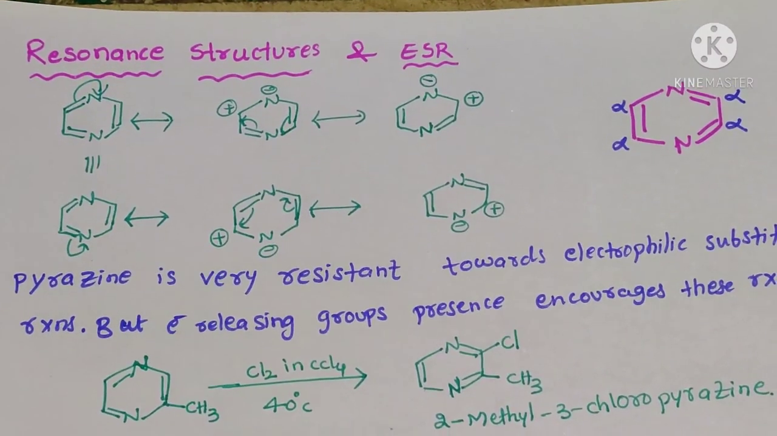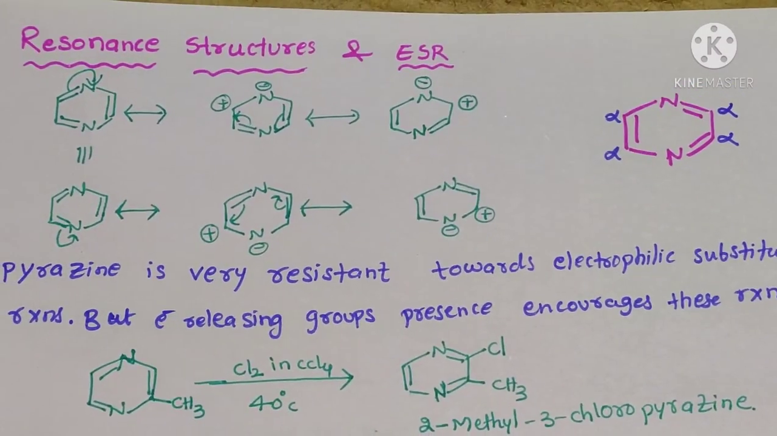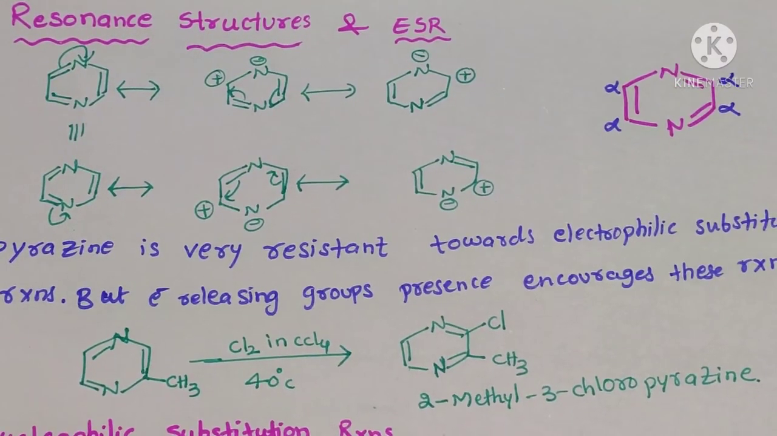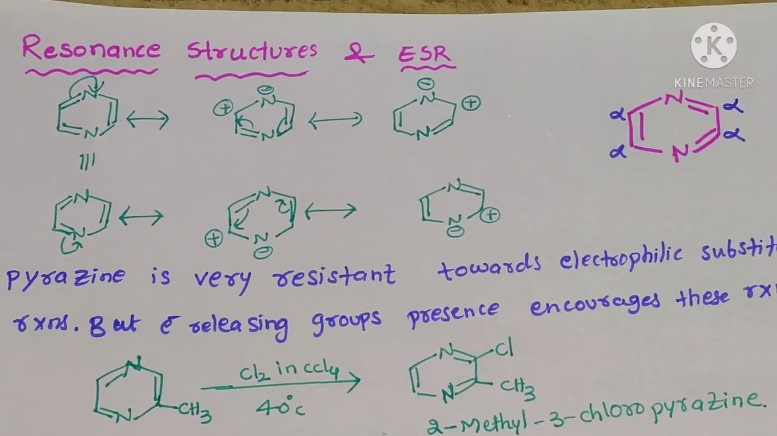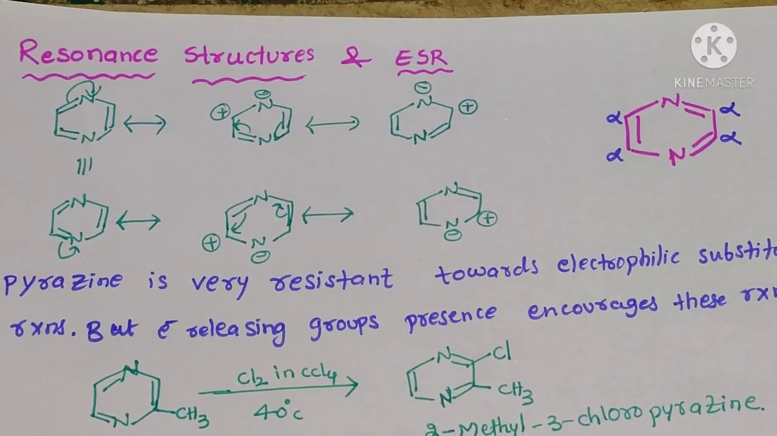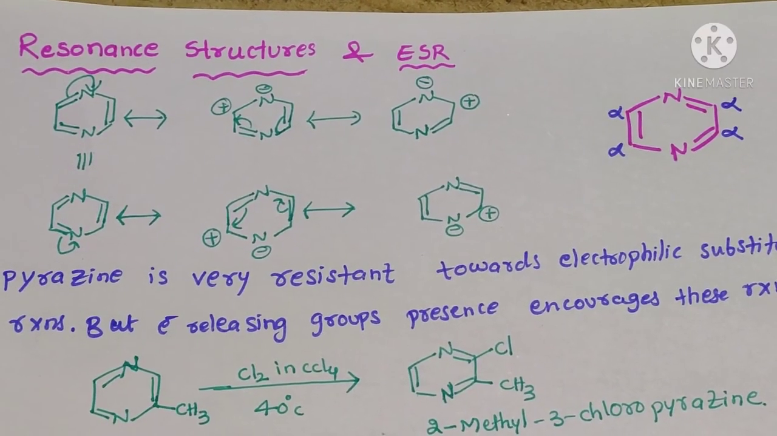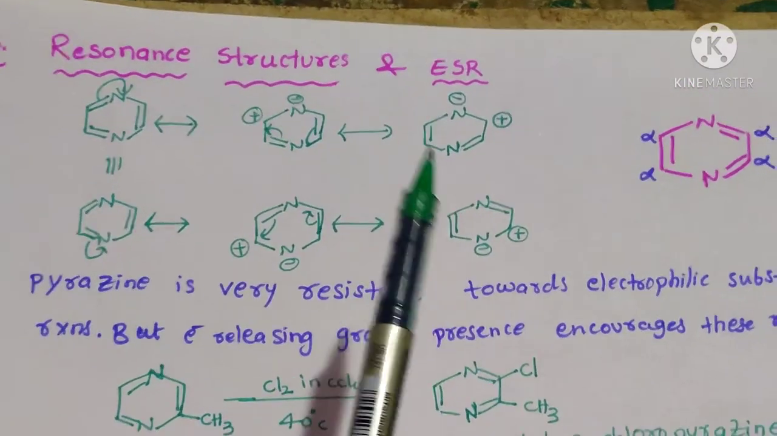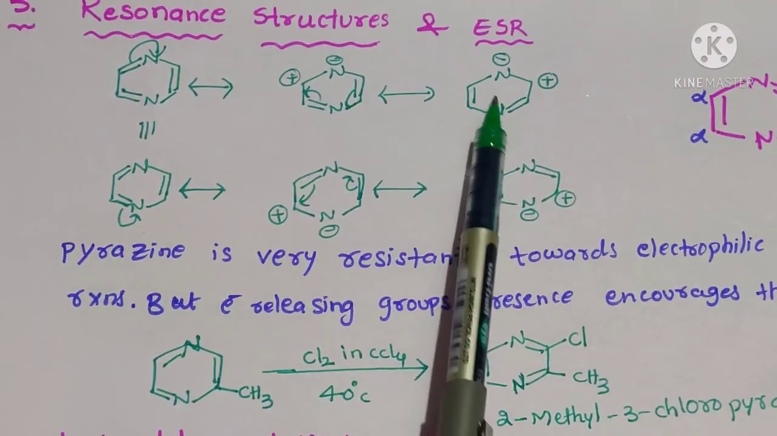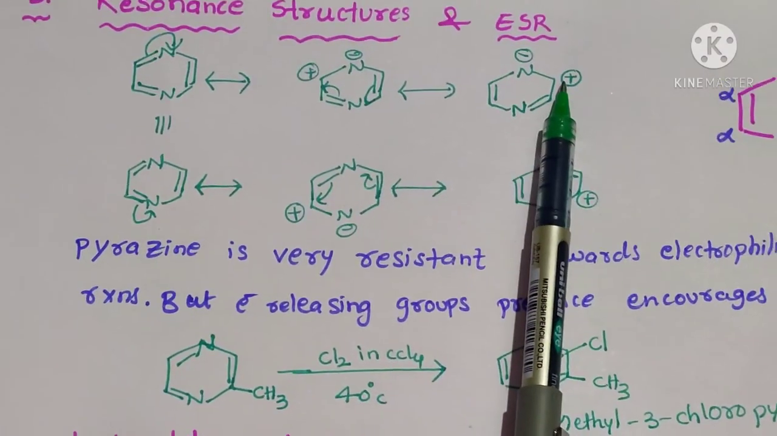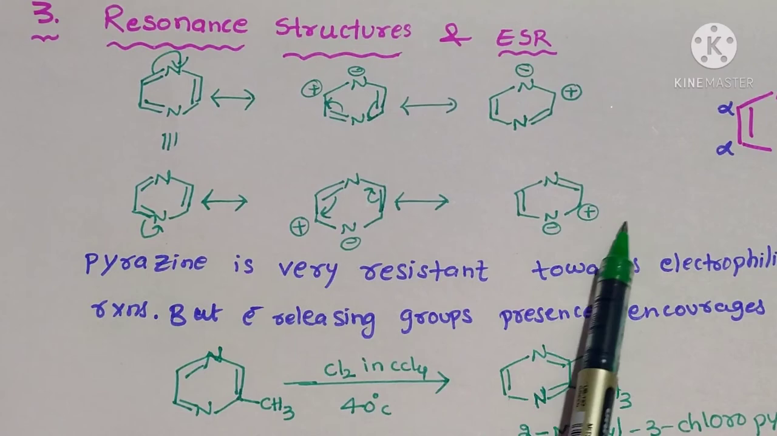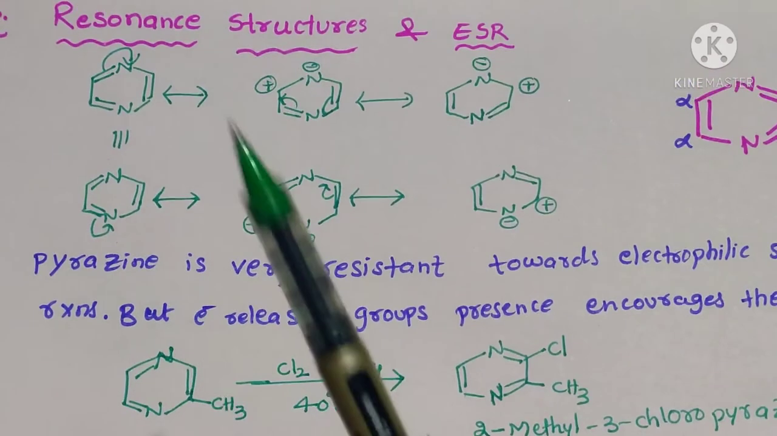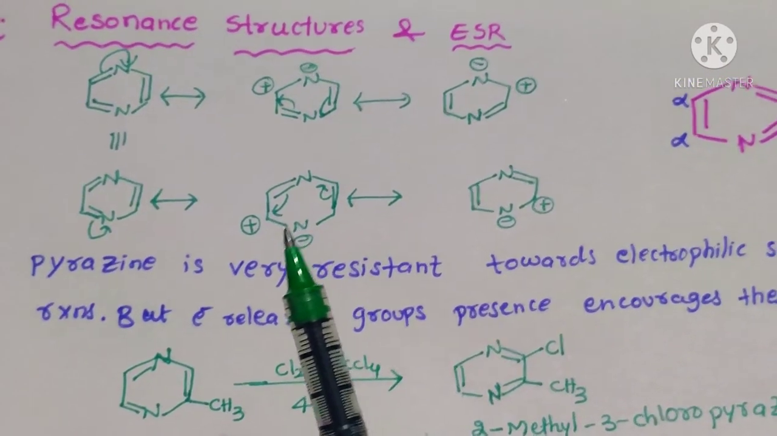Now we go for the electrophilic substitution reactions. Pyrazine rarely participates in electrophilic substitution reactions, because in pyrazine, carbon is having a positive charge and nitrogen is having the negative charge. So that's why it rarely participates. You can understand this by looking at these resonance structures. In all these resonance structures, carbon is having the positive charge and nitrogen is having the negative charge. So that's why pyrazine rarely participates in electrophilic substitution reactions.